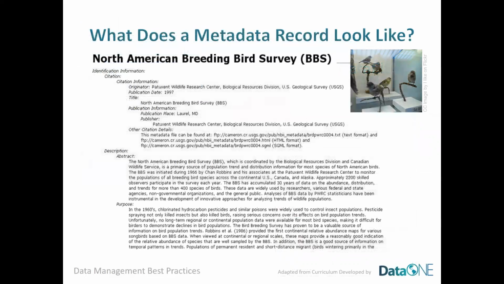When we get into more discipline specific, the metadata also change. This is one of the examples of the very discipline specific metadata on the North American Breeding Bird Survey. So besides citation and other general information, you have the abstract section that describes the methodology, how the data were collected, and the purpose section for the rationale of the research.